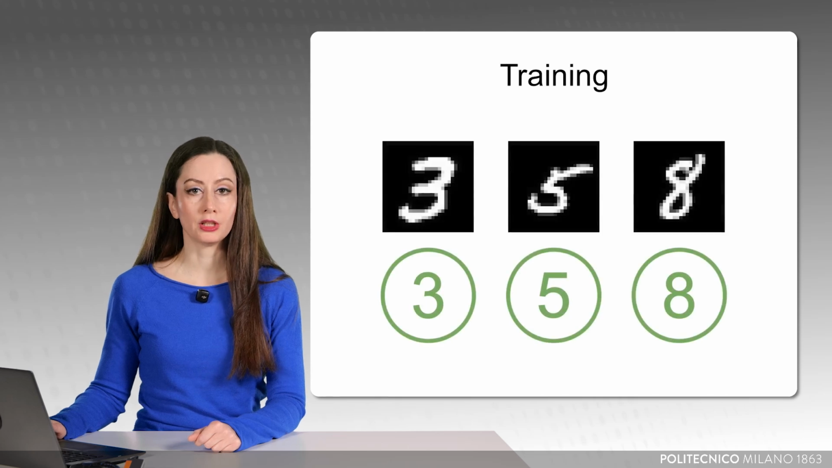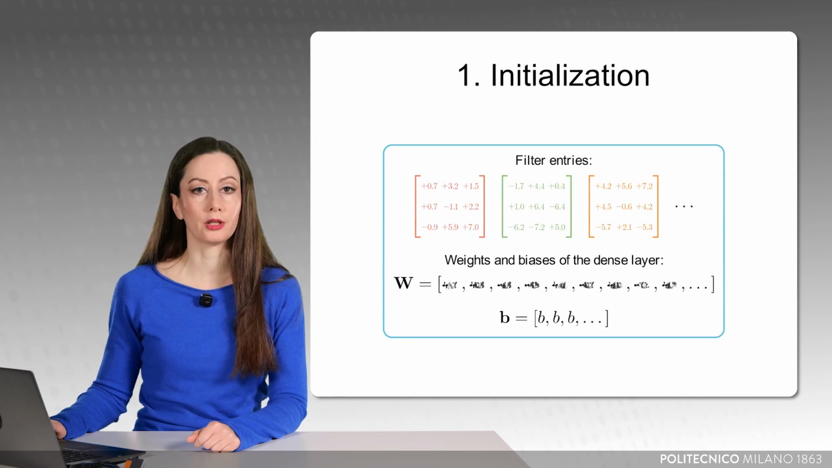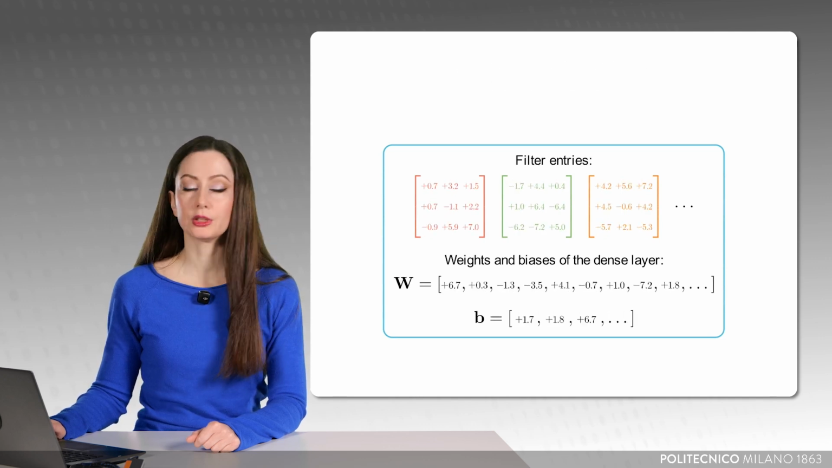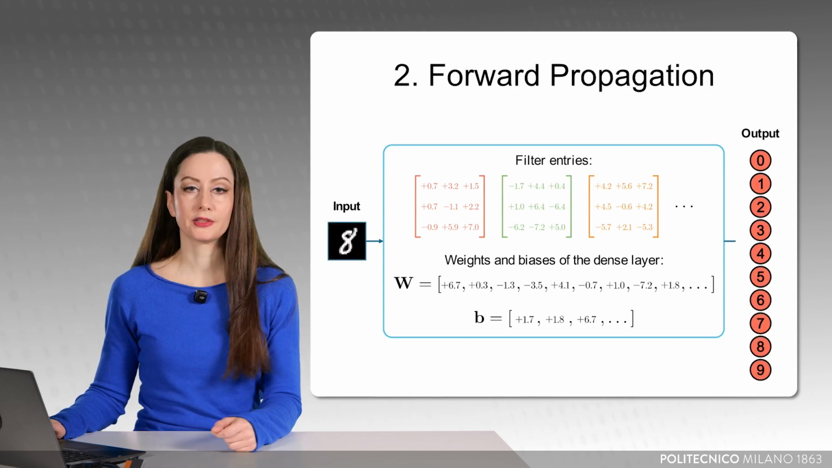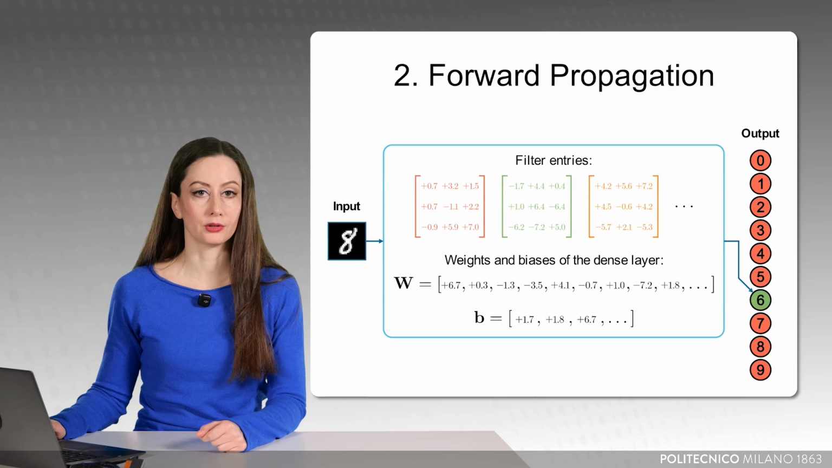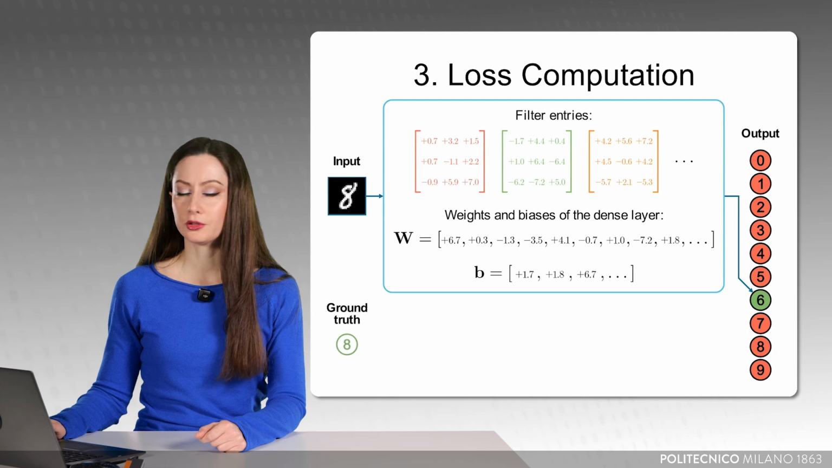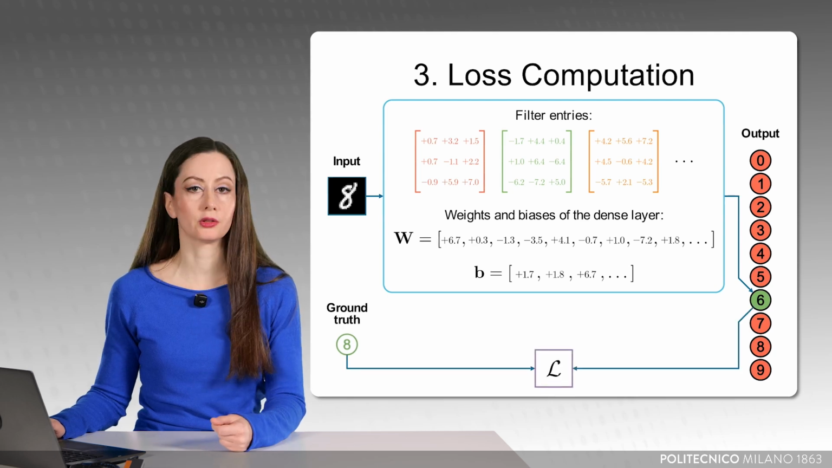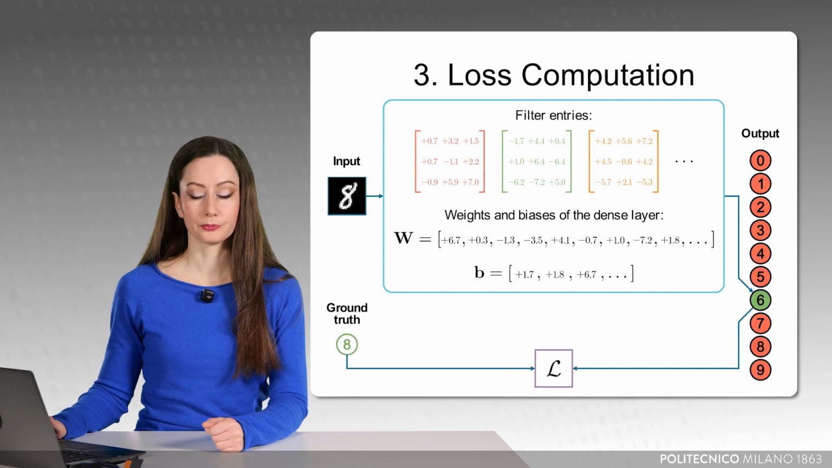First, we need a collection of images and their actual values stored in a data set. The training process is then made of 5 steps. Step 1 is initialization. We simply assign random values to the parameters of the neural network. Step 2 is called forward propagation. Here, input data, the image, is passed through the network, generating a prediction. Step 3 is the calculation of a loss, a function that measures the difference between the prediction of the network, in this case 6, and the actual value, in this case 8.